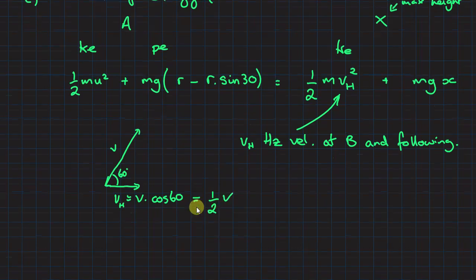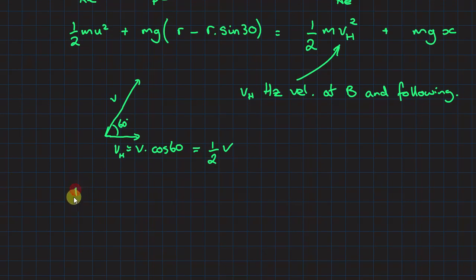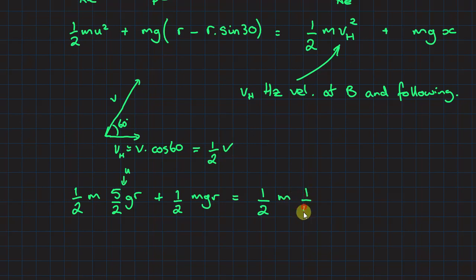So now I can substitute that into my equations. 1/2 mu squared. U squared was part B, so 5 over 2. And this is why some people made mistakes. They made mistakes because they didn't bring together the correct U. That's U from part B. This is 1/2 of R, so plus 1/2 of mgr is equal to 1/2 of m times 1/2 of v all squared, so that's a quarter of v squared plus mgx.